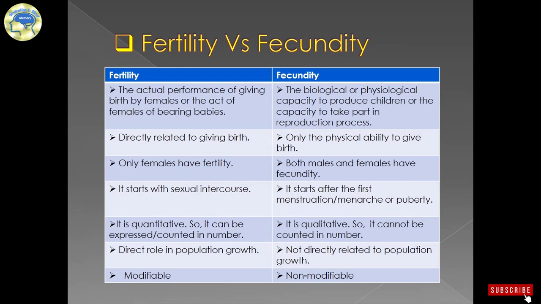And fertility can be modifiable, whereas fecundity is non-modifiable. So fertility can be changed. If you change your mind, if you are aware about not bearing babies, if you use contraceptive devices, then you can control fertility. But fecundity is non-modifiable. You cannot control fecundity according to your wish. So in this way, we can differentiate between fertility and fecundity.